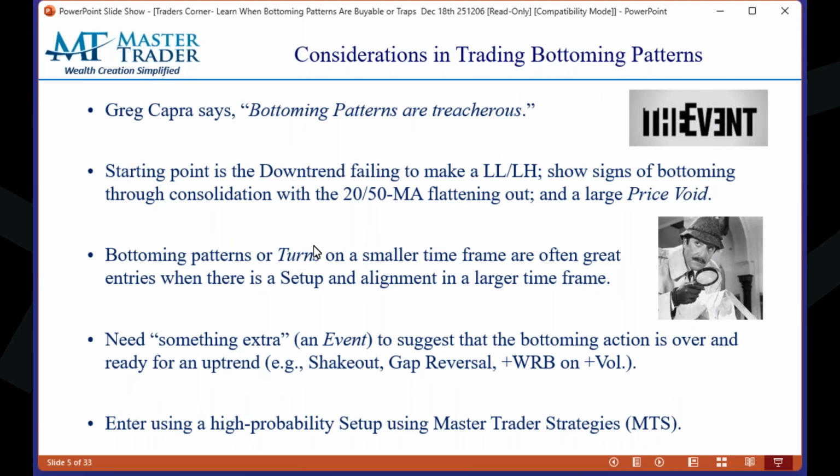So we're looking for these clues to make them not treacherous, but high probability setups. Starting point: they're in downtrends. They fail to make a lower high, so they break the downtrend. That does not mean it's a breakout. It just means that's step one. They broke the downtrend, but like I said, it could be a consolidation to resume the downtrend.